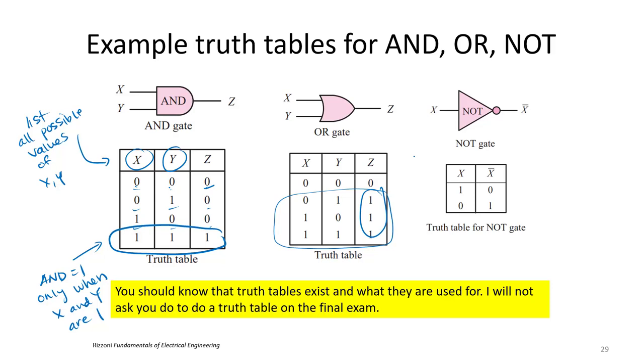So for the purposes of this class, I'm not going to ask you to do truth tables on the final exam, but I do expect that you know what a truth table is. Truth tables are basically used to help predict the outputs of logic functions. And we can use them to design digital circuits to perform logic calculations.